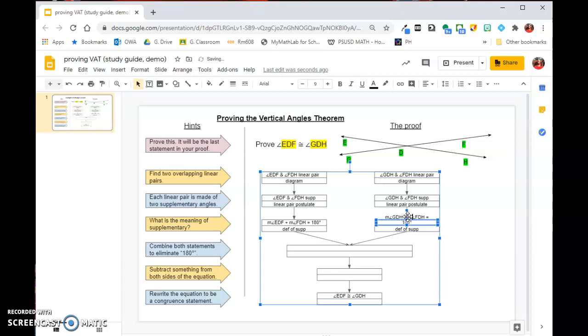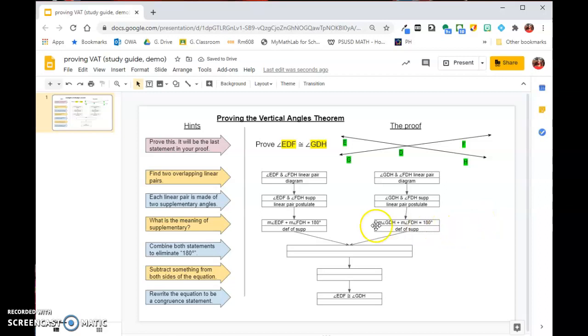Anything worth doing is worth doing well. Measure twice, cut once. A bird in the hand is worth two in the bush. All right, so why is it floating up there like that? I think there might be an extra space somewhere. There it is. I'm going to go back and double check again. GDH, FDH, those should be a linear pair. EDF, FDH should be a linear pair. Notice, I will be at some point taking away FDH from both sides of something.